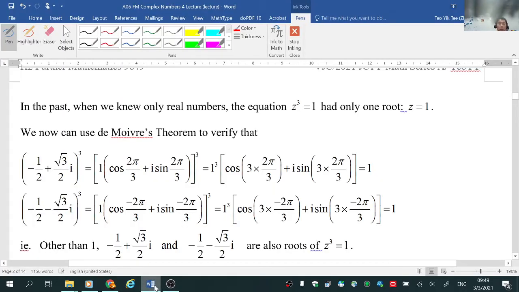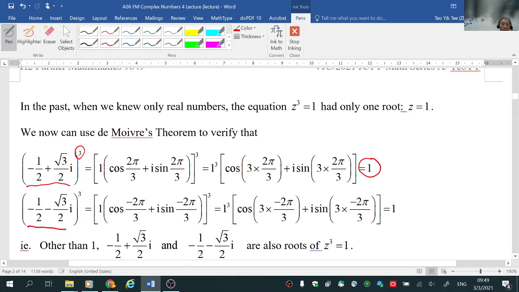Of course, usage of De Moivre's theorem is just not limited to simple things like this. There's a wider usage to De Moivre's theorem. I'm going to show you an example: negative half plus root 3 over 2 i. If I raise it to the power of 3, activating De Moivre's theorem, I actually get 1.